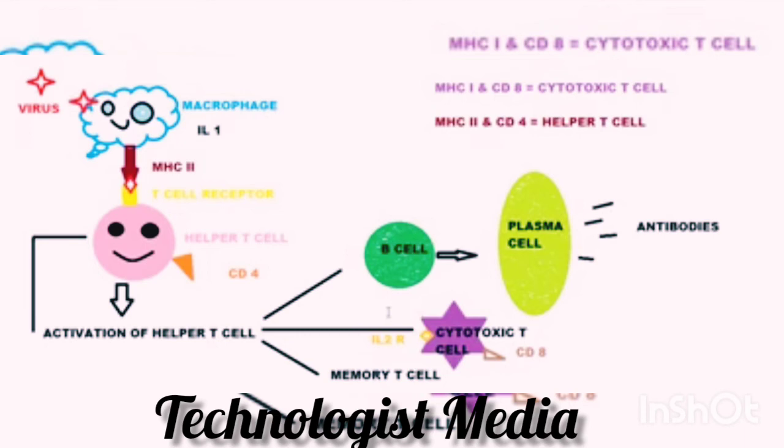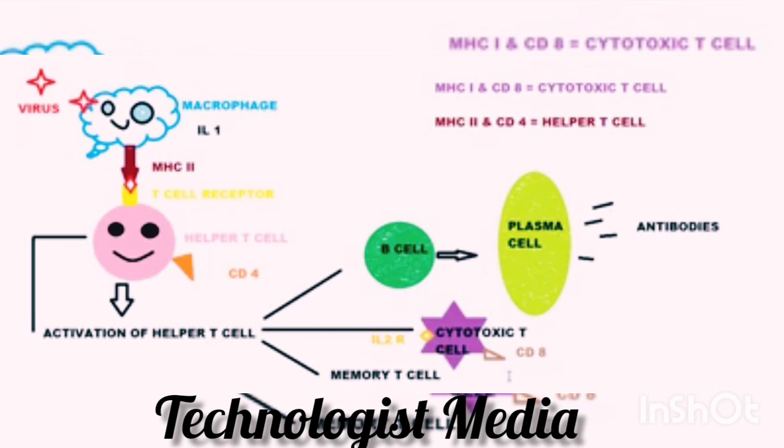The second function is that it causes the activation of the cytotoxic T cell. This cytotoxic T cell has a receptor called the interleukin-2 receptor. So when the helper T cell produces interleukin-2, it acts on the cytotoxic T cells, which are recognized by their CD8. The major histocompatibility complex type 1 is associated with it. Once the cytotoxic T cell gets activated, it produces perforins that cause the death of the entire cell.